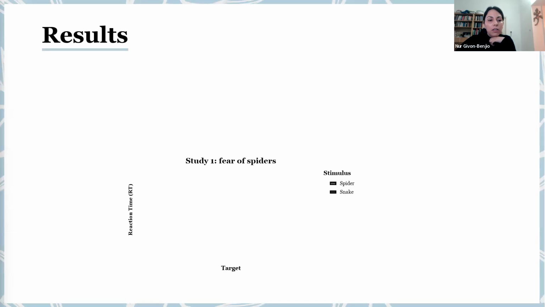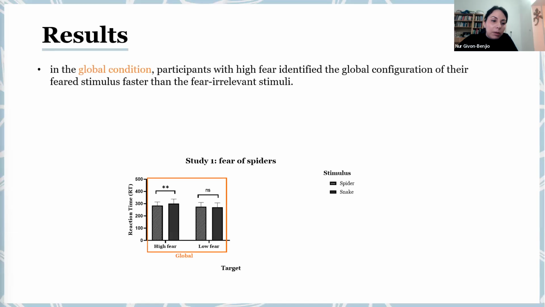Okay, for the results: in the global condition, participants with high fear identified the global configuration of the feared stimulus faster than the fear-irrelevant stimulus. That is, participants with high fear of spiders identified the spider faster than the snake. No such difference was found in identification speed in the low fear group.